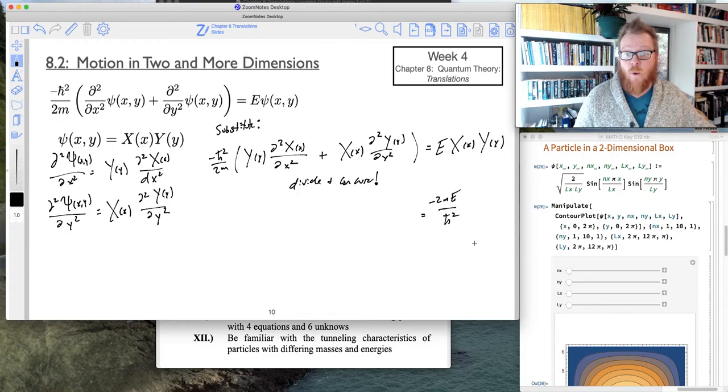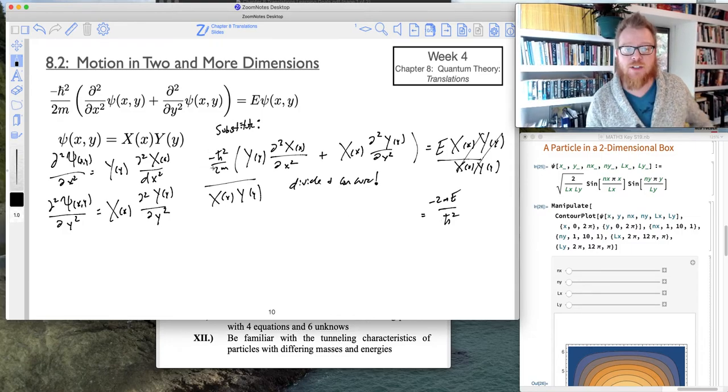Now, what am I going to do? Well, if I divide both sides by x of x and y of y, okay, so I'm going to divide this thing by that, which means I'm also going to divide this whole thing by that, okay? Then here's what I get. Well, so I notice now that the x of x and the y of y cancels, so I'm just left with negative 2me over h bar squared. And remember, that came from just pushing these constants over to that side, okay?